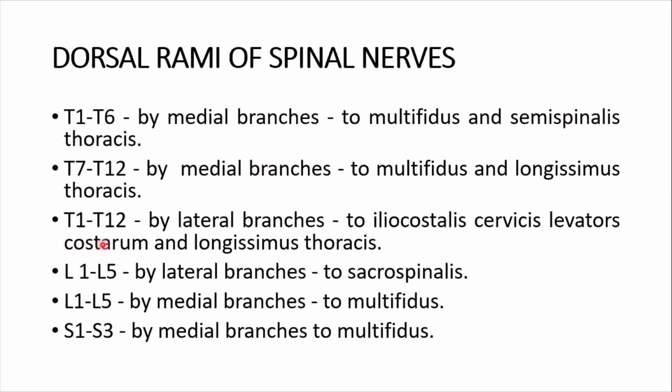So T7 to T12, the medial branches, supply the multifidus and the longissimus thoracis. T1 to T12, lateral branches, supply the iliocostalis cervicis, levator costarum, and the longissimus thoracis. And L1 to L5, lateral branches to the sacrospinalis, and L1 to L5 by the medial branches to the multifidus, and S1 to S3 medial branches to the multifidus.